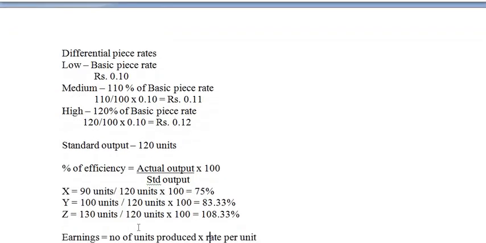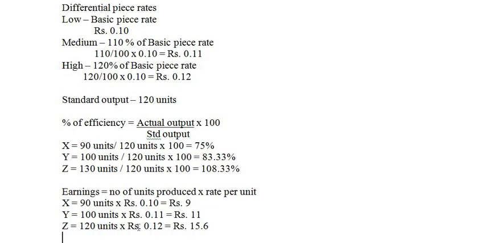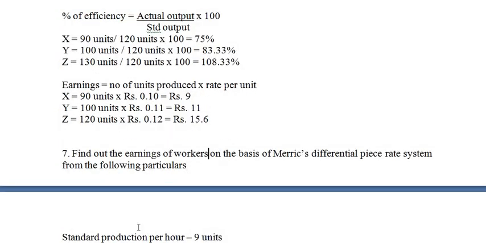In Taylor's differential piece rate, we concentrate only on two piece rates, that is low piece rate and high piece rate. But in Merrick's differential piece rate, we need to consider three piece rates, that is low, medium and high. You will have to remember the percentages. Low means basic piece rate, medium is 110% of basic piece rate, high means 120% of basic piece rate, and these piece rates will depend on the percentage of efficiency. So based on their efficiency level, the piece rate will be fixed. We will solve one more problem on this. I'll read out the problem.